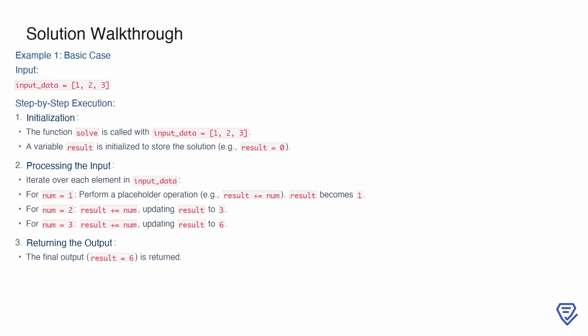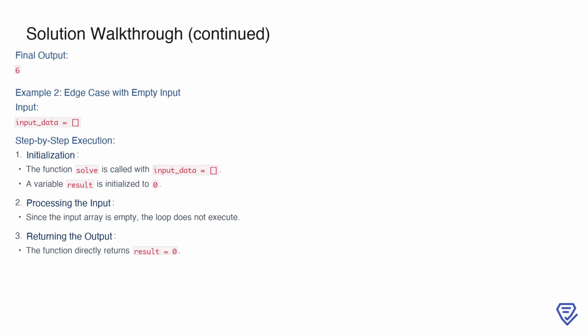For the first number, 1, we add it to result, which updates its value from 0 to 1. For the second number, 2, we add it to result, updating it from 1 to 3. Finally, for the third number, 3, adding it to result gives us a final value of 6. Once the loop completes, the function returns this final result of 6 as the output. The final output for this example is 6.